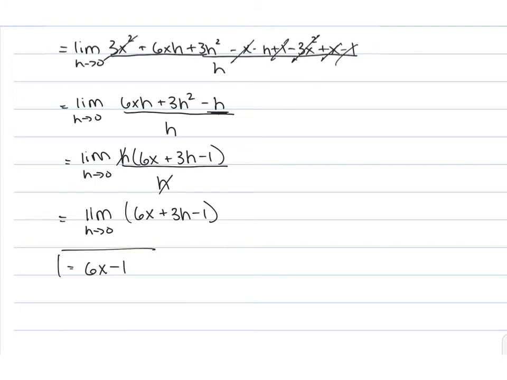So now my answer, instead of being a number like it was in 2.6, is an expression, or an equation. So what we would say is that for the original problem, which was 3x squared minus x plus 1, its derivative, f prime of x, is 6x minus 1.